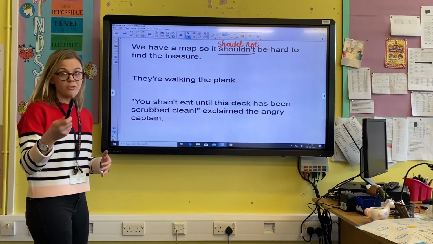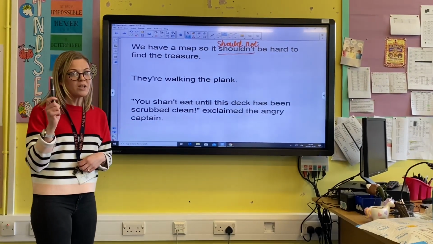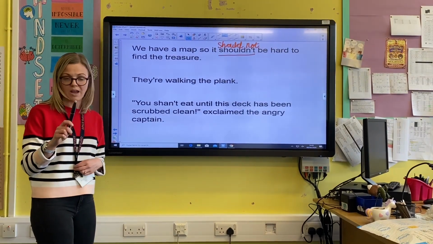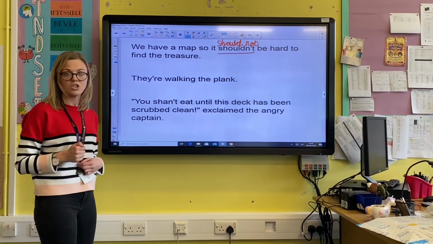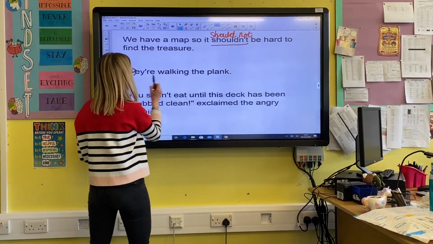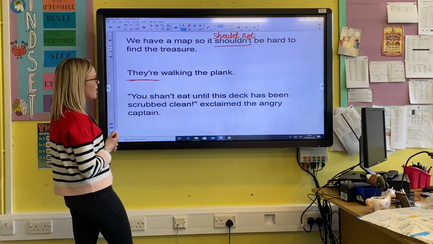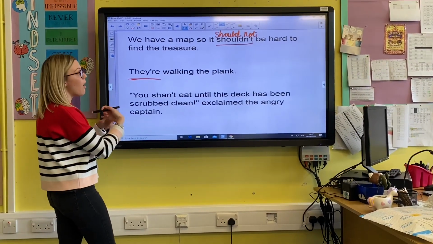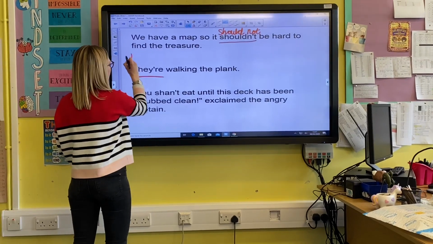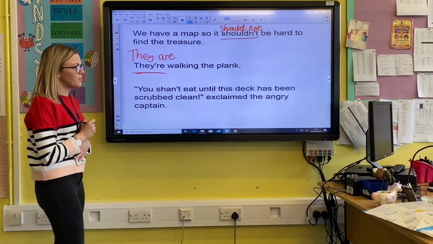So I want you to now have a go with number 2 and number 3. Number 3, a little bit tricky, it's a challenge, but don't worry, give it a go and we'll go through it in just a moment. Let's go through the answers. They're walking the plank. Oh, brilliant, this relates back to last week with Miss McNamara. There. They are walking the plank.